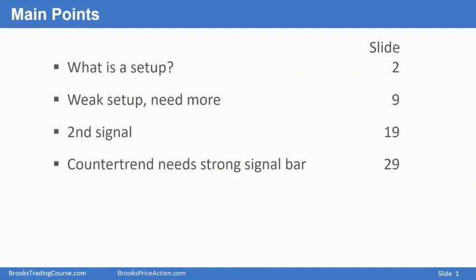I'm first going to talk about what a setup is, and then I'll make a point about weak setups needing more than just the setup alone. Next, I'll move on and talk about second signals. So there's a signal, and then the market did not go very far, and then the signal triggers again the second time. And finally, I'll talk about counter trend trades and how the probability improves if there is a strong signal bar.